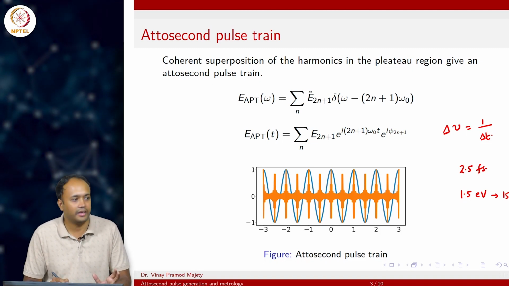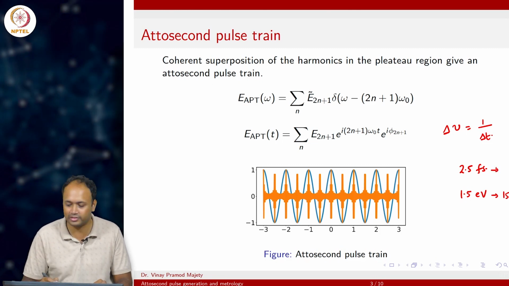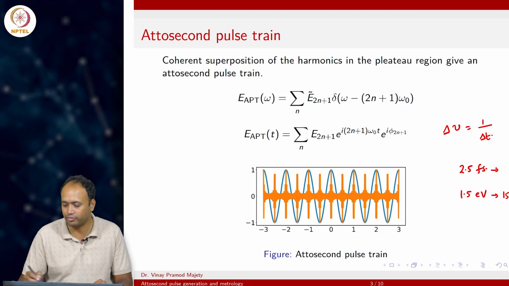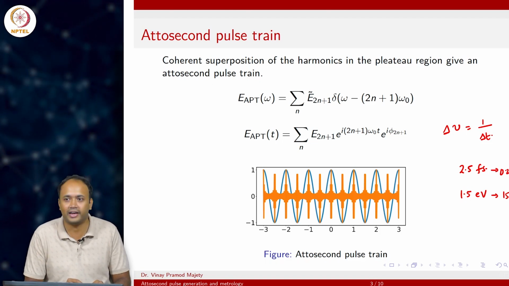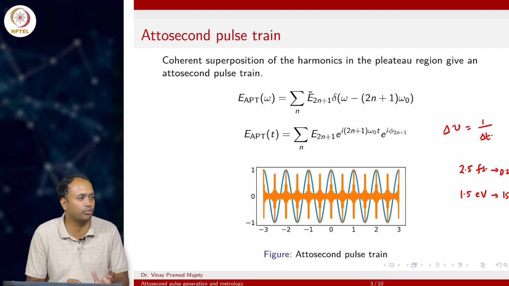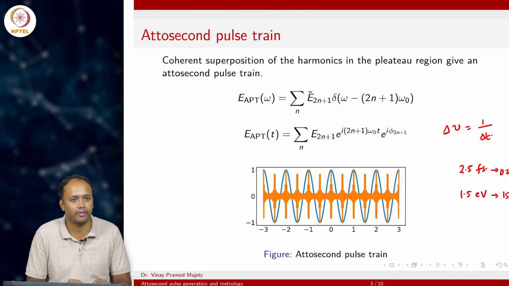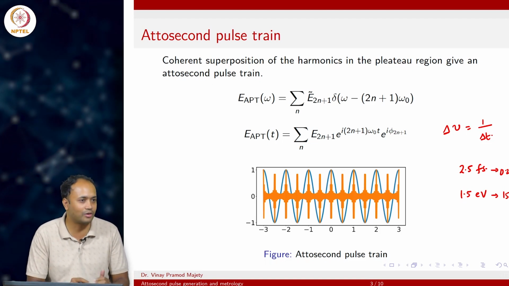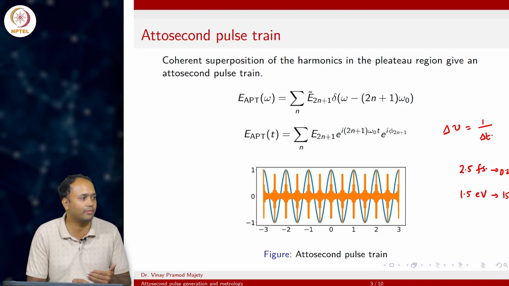That would mean its duration would correspond to what? Through this inverse relation, 0.25, right. So, I have an oscillating frequency, a radiation whose time period is about 250 attoseconds. Now, I do not have just one such harmonic, but many such harmonics whose time period is 250 attoseconds, 200 attoseconds, maybe 150 attoseconds, and so on. As I keep increasing the harmonic order, the time period will keep reducing.